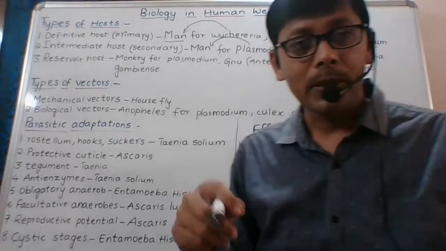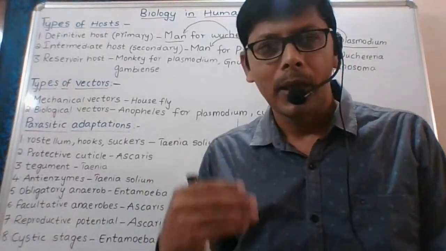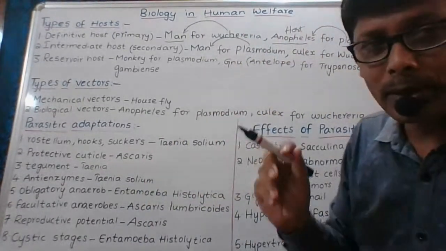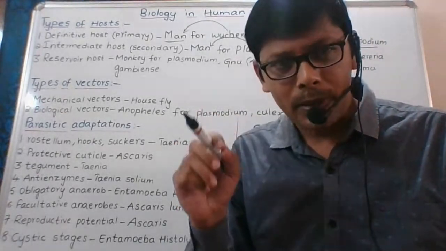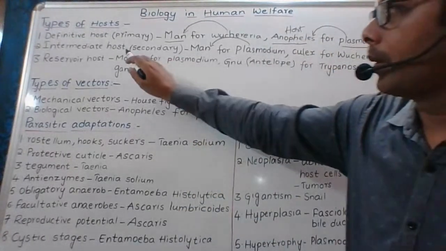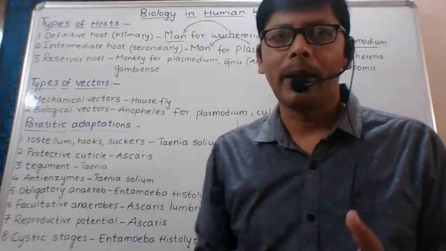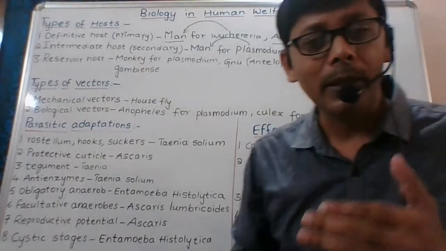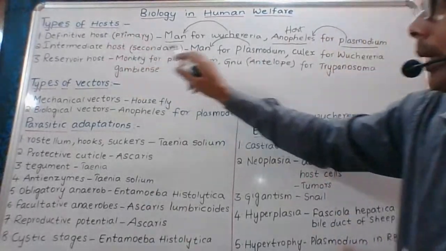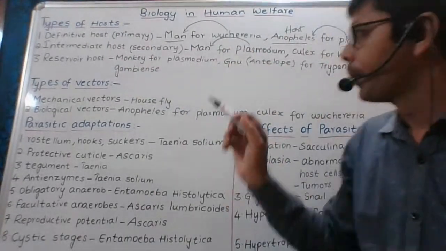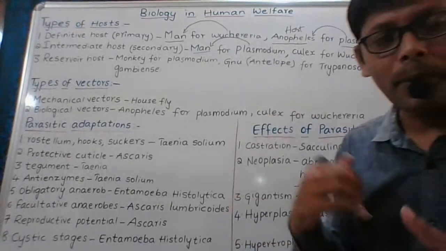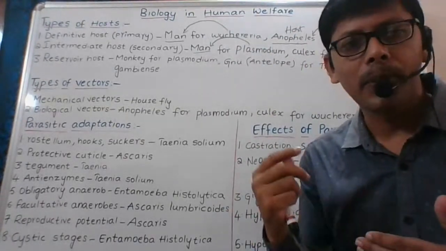The host which gives shelter to immature stages, larval stages or asexual stages of a parasite is called the secondary host. We can also define it as the host in which the parasite undergoes asexual reproduction. Let us take the example of Plasmodium. Plasmodium reproduces asexually in human beings. You will learn more about that when we study the life cycle of Plasmodium vivax.